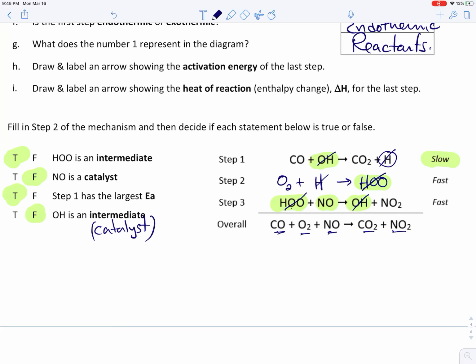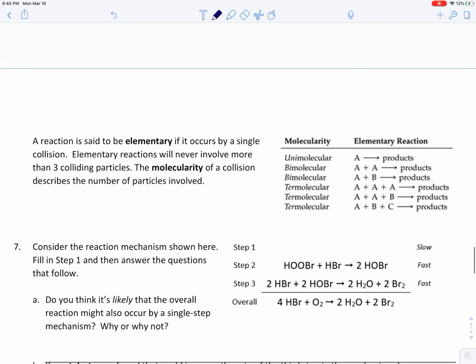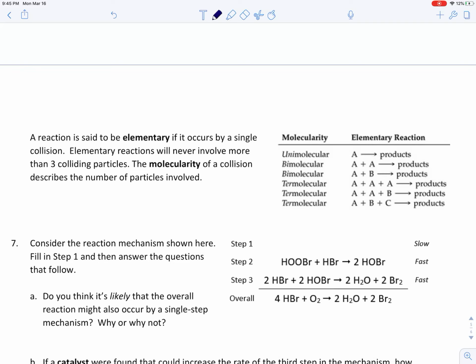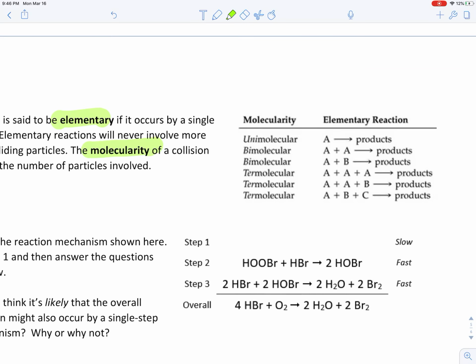Okay. Now one last thing before we go, and this is a bit of vocabulary. A reaction that occurs by a single step, so if the mechanism is a one-step process, that reaction is said to be an elementary reaction. In addition, there's something that's referred to as the molecularity of a reaction or of a collision. It's determined by the number of reacting particles. So there are 3 different types of molecularity.